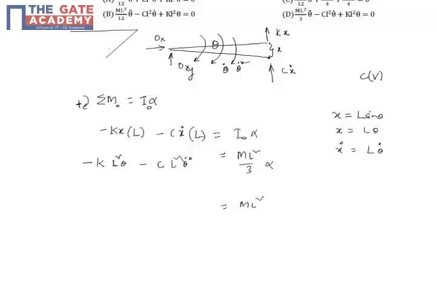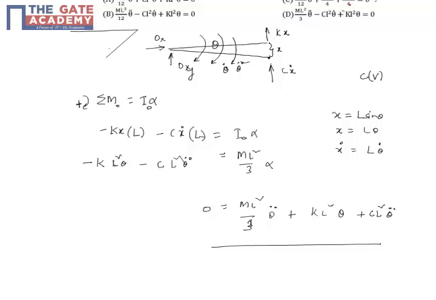So mL square by 3 theta double dot, the angular acceleration. Bringing everything to the right, so 0 on the left. So kL square theta plus cL square theta dot. This is the equation of motion in terms of theta.